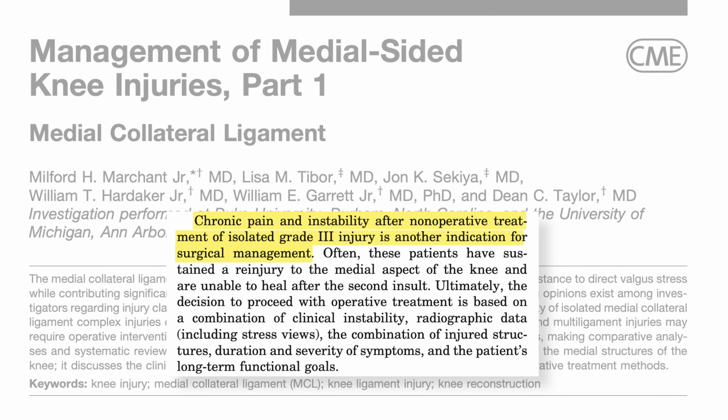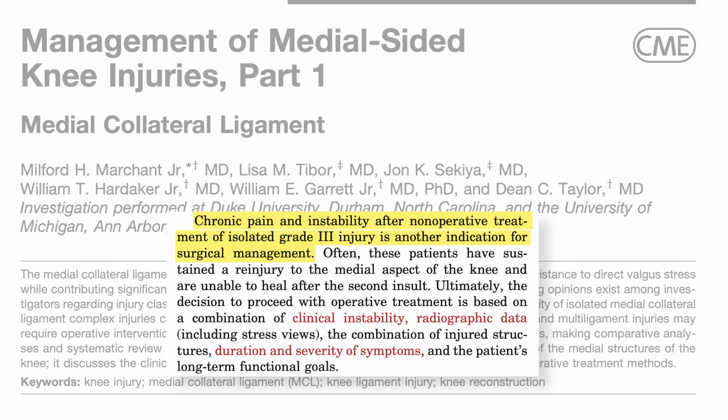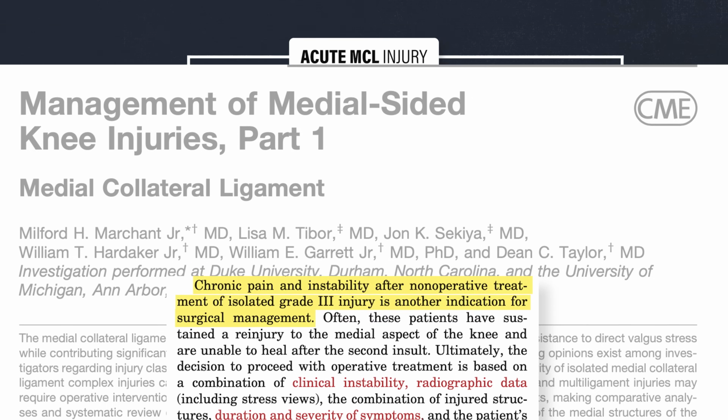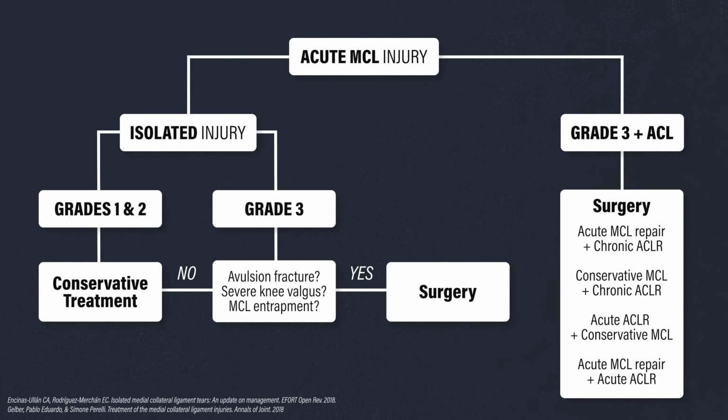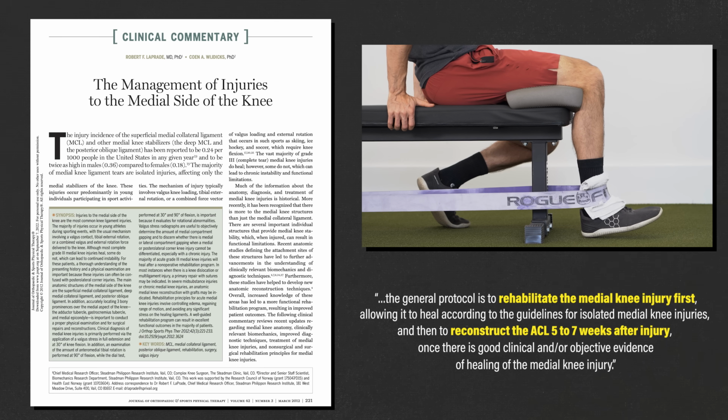If you continue to experience symptoms and instability after completing conservative treatment for an isolated grade 3 injury, surgery might be indicated. Ultimately, this decision is based on a combination of factors, including signs of clinical instability, imaging, duration and severity of symptoms, and your long-term functional goals. When a grade 3 injury is combined with an ACL tear, surgery is usually indicated. There are multiple options to consider, and this decision will vary based on individual needs and surgeon preferences. However, it seems the general protocol is to rehabilitate the medial knee injury first, allowing it to heal, and then to reconstruct the ACL once there's good clinical and/or objective evidence of MCL healing.